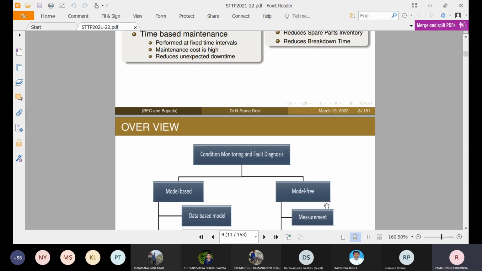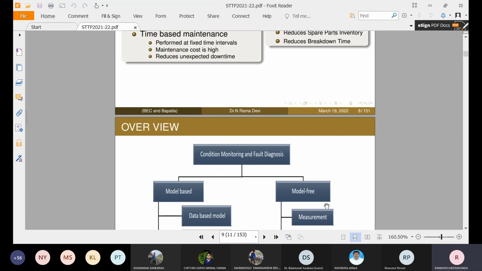According to the survey reports, the fault diagnosis techniques can be classified into two categories. Whenever we require condition monitoring for industries, we require certain diagnosis techniques. According to the reports, those diagnostic techniques are model based or model free.